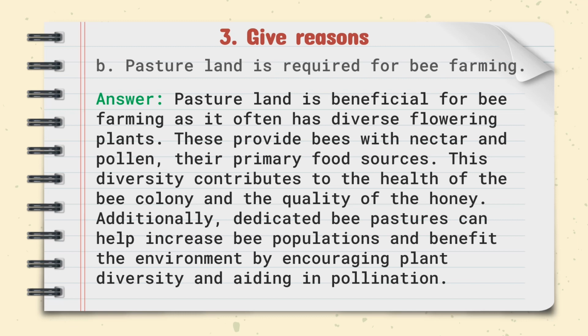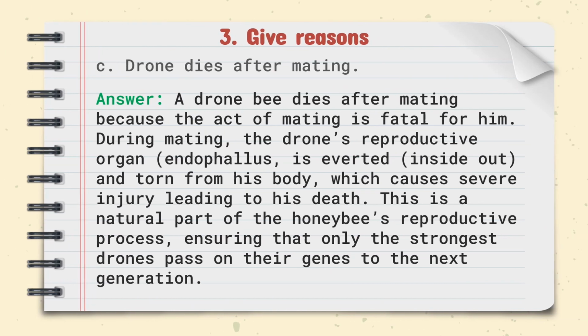2. Pasture land is required for bee farming. Pasture land is beneficial for bee farming as it often has diverse flowering plants. These provide bees with nectar and pollen, their primary food sources. This diversity contributes to the health of the bee colony and the quality of the honey. Additionally, dedicated bee pastures can help increase bee populations and benefit the environment by encouraging plant diversity and aiding in pollination.